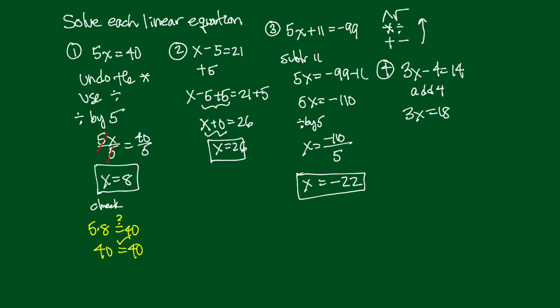Now, I have to eliminate the 3. The 3 is multiplying the x. So I'll divide by 3, right? Undo the multiplication. So I'm going to divide by 3. Now if you divide this side by 3, the 3's cancel, and I just get x. Divide this side by 3. 18 divided by 3, that's 6.